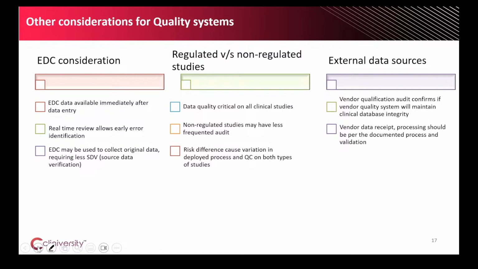What are some other considerations for quality systems? Let's look at the EDC consideration. For studies which are using EDC systems, the data are available almost immediately after the data has been entered and submitted. This includes the audit trail, also available immediately, electronic signatures of the person doing the entry, as well as any queries that fire. So review of real-time data is possible, and that allows errors to be identified very early in the system. At the same time, it will enable faster subsequent corrective actions.